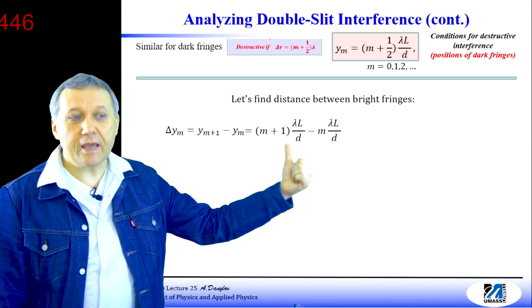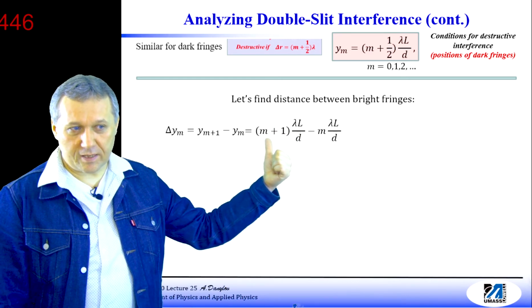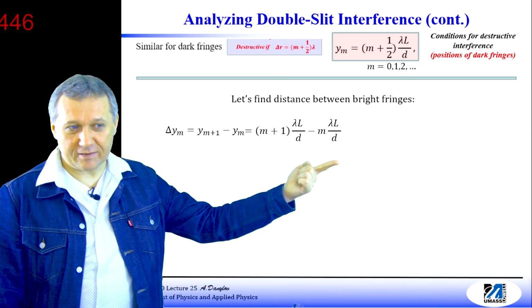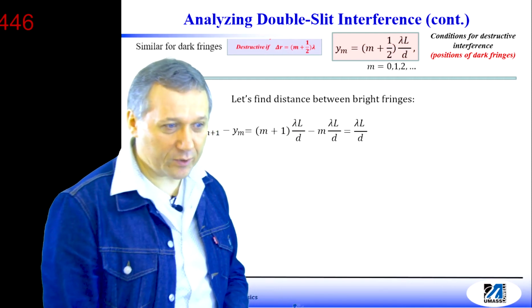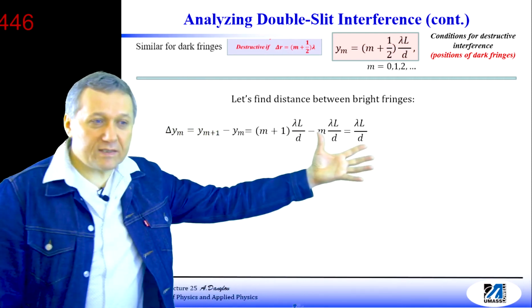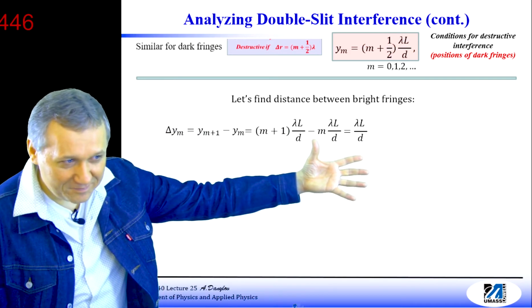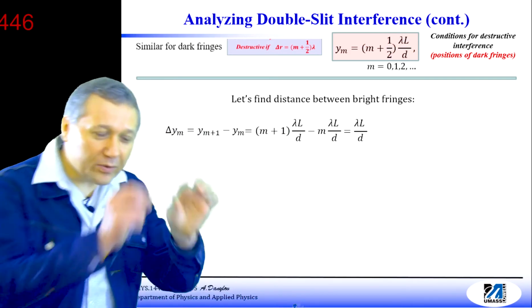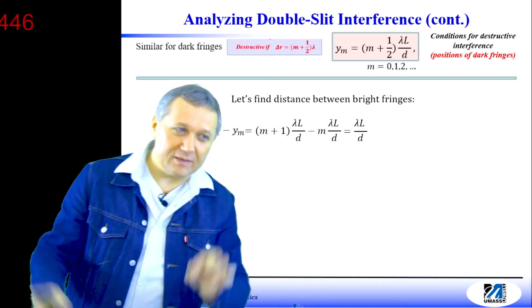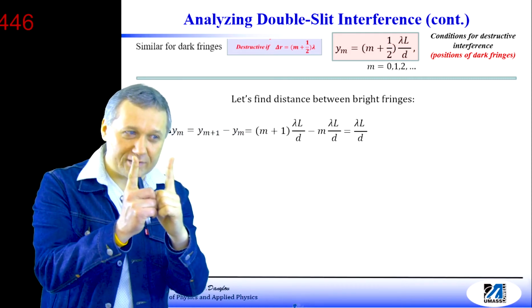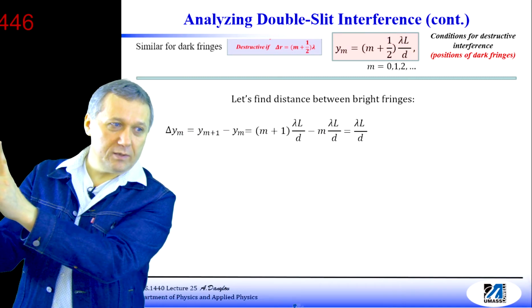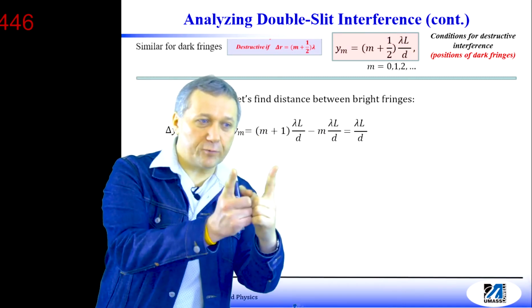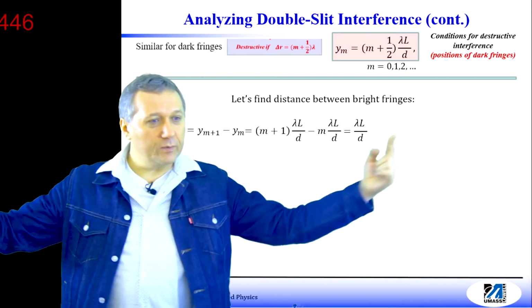Of course, the m lambda L over d term and this last term get cancelled, and we have just lambda L divided by d. So it means what? Since it doesn't depend on m, it means all bright spots are equally spaced. The distances between bright spots are exactly the same. It doesn't matter if you use the 99th one and the 100th one, or the distance between the first one and the second one. They're equally spaced.